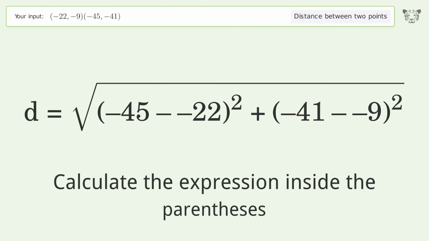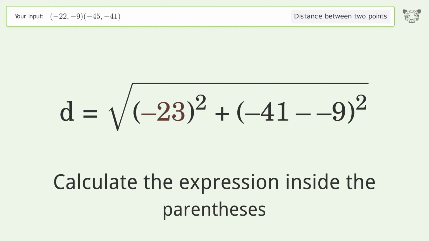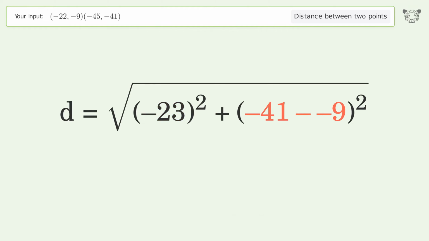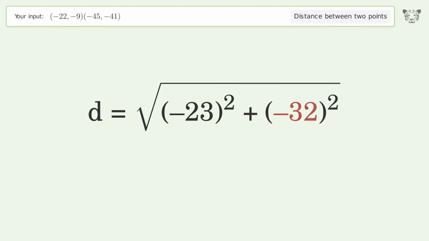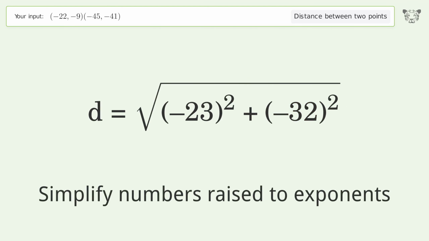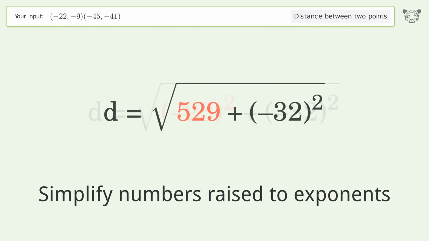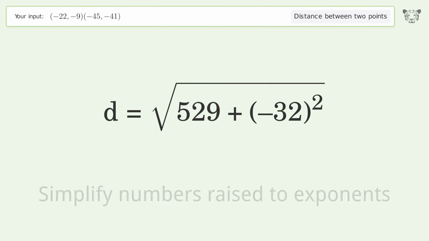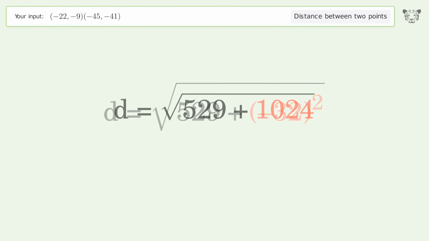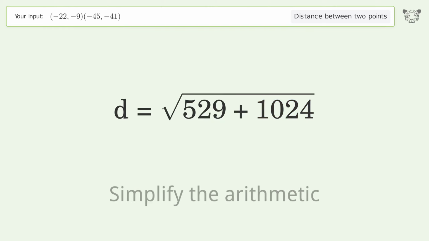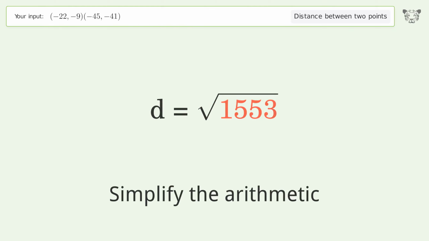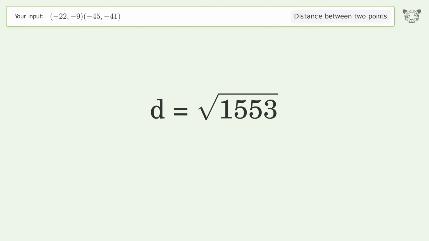Calculate the expression inside the parentheses. Simplify numbers raised to exponents. Simplify the arithmetic. And so the distance between the 2 points is the square root of 1553, or 39.408.